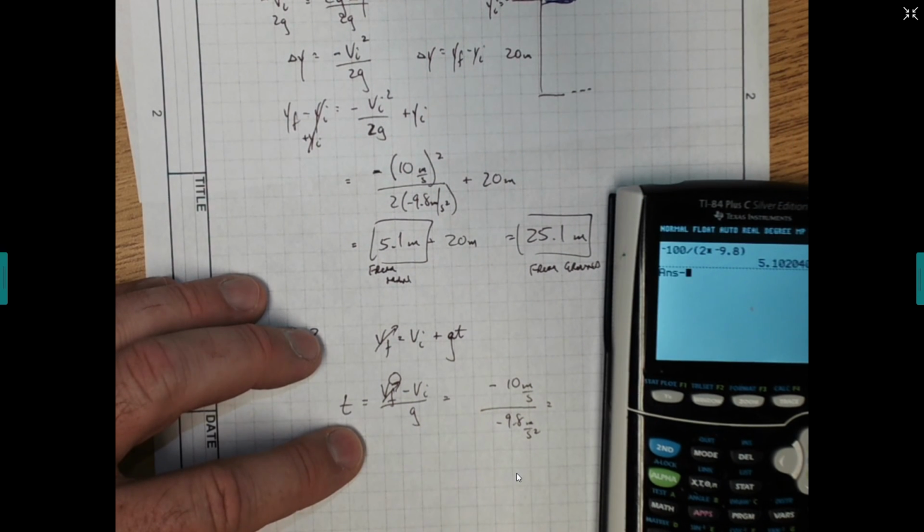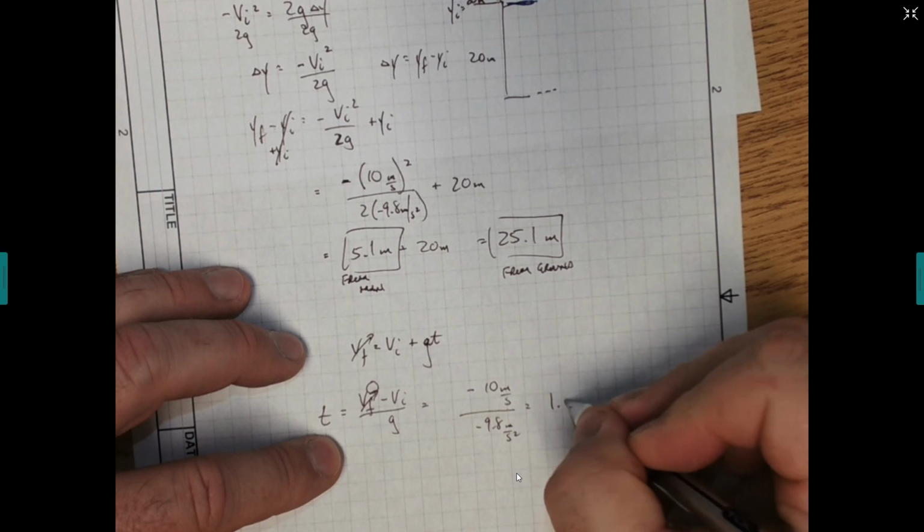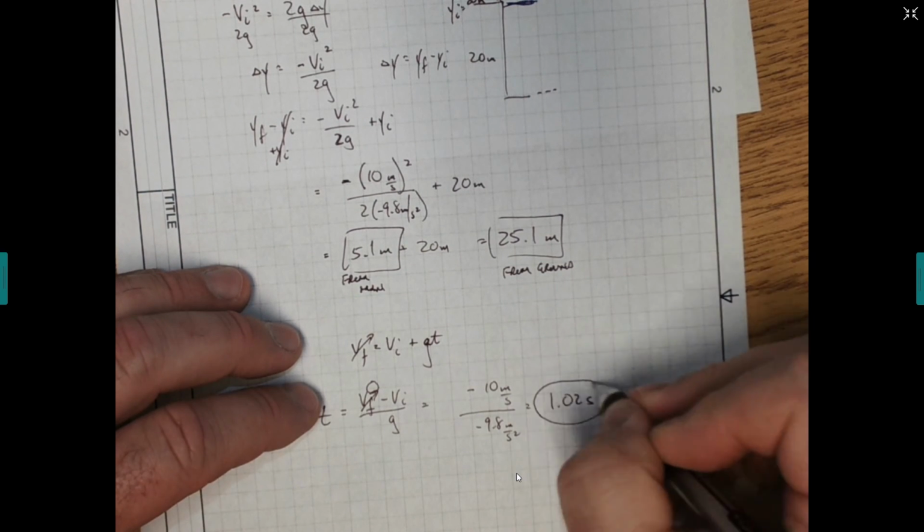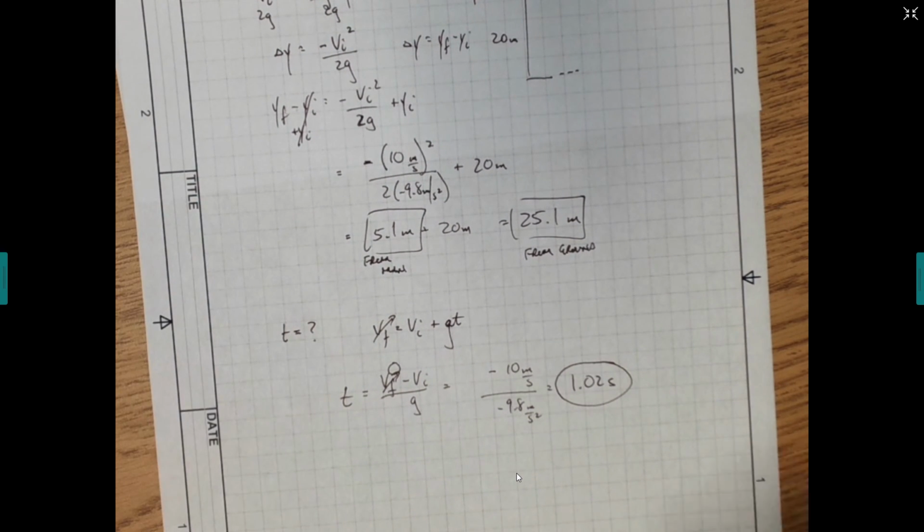So we have negative 10 divided by negative 9.8. Let me try it again: negative 10 divided by negative 9.8, and I get 1.02 seconds. And that's it. There's number 5.